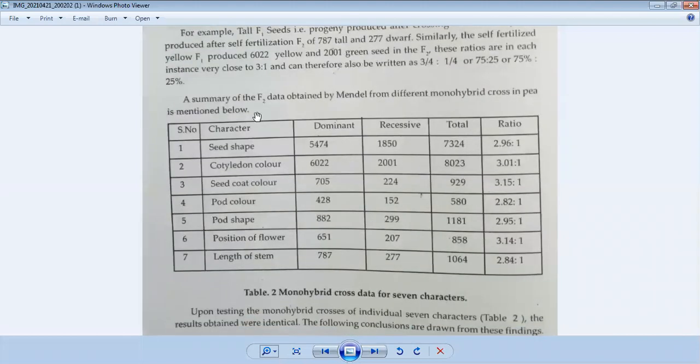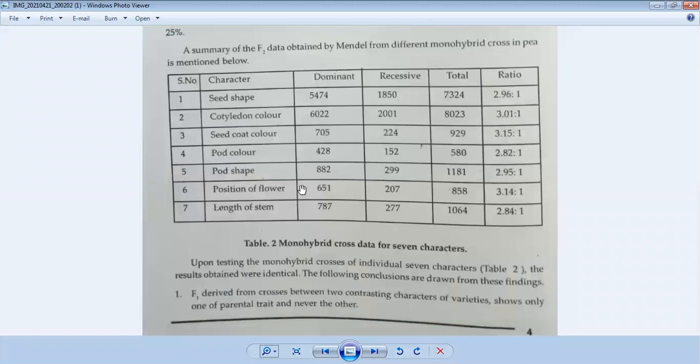So this is a summary of the F2 data obtained by Mendel from the different monohybrid crosses. After crossing, he tried to find the different results and ratios. It is a lot of information and data collected by Mendel after performing his experiment. This is a table of monohybrid cross data for the 7 characters. For those 7 characters he took different combinations and collected data for the dominant characteristic and the recessive characteristic, then the total number, and found out the ratios.